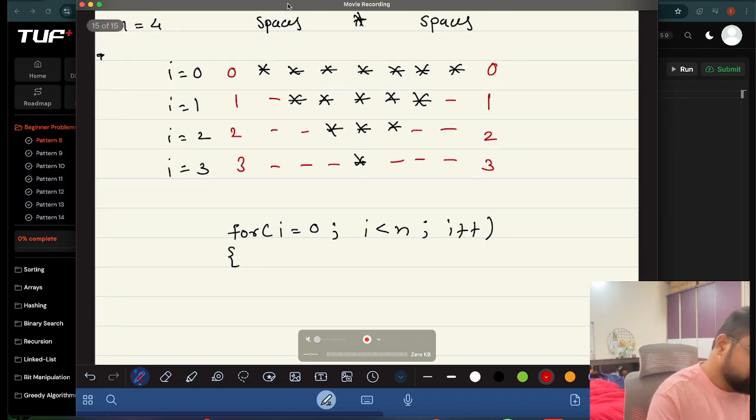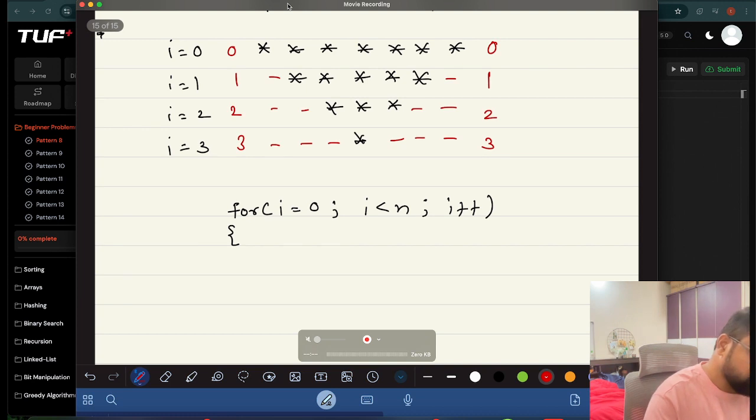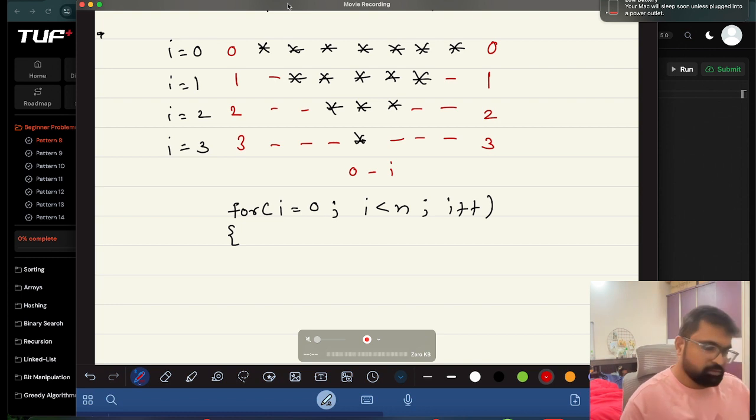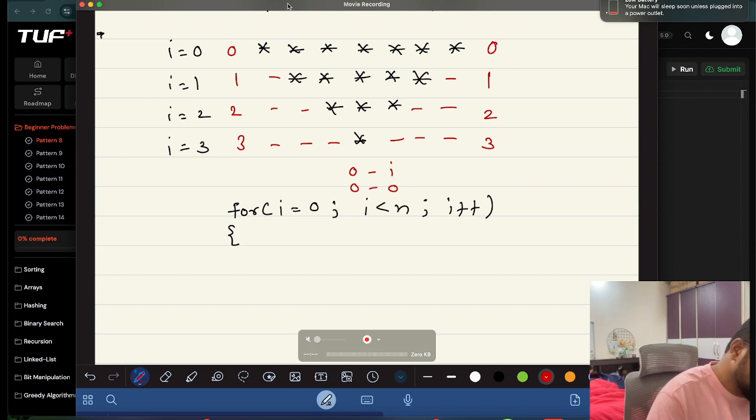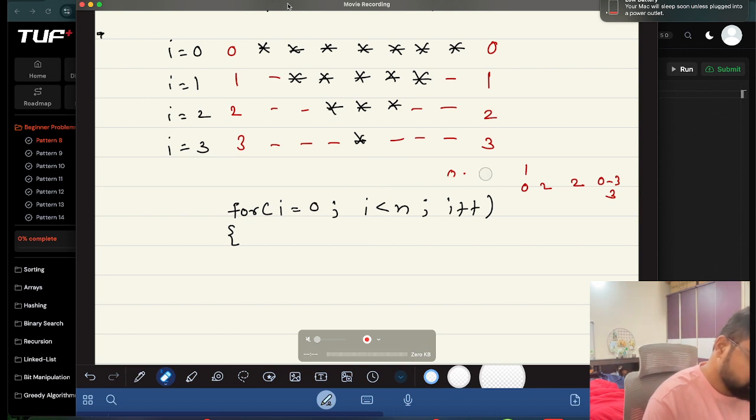So basically the spaces that we require are like, let's say from 0 to i. Is it correct? Yes, it is correct, because for the first row 0 to 0, that means no space. For the second row 0 to 1, that means 1 space. Then for the next row 0 to 2, that means 2 spaces. And then for the last row 0 to 3, that means 3 spaces. So we can conclude the spaces logic here.